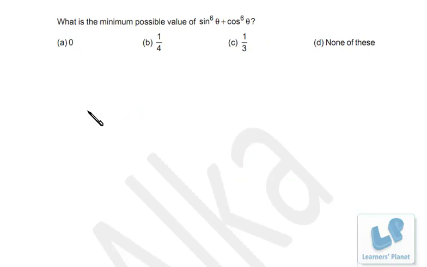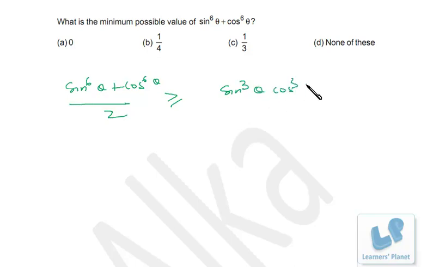Now we have to find out the minimum possible value of sin⁶θ + cos⁶θ. Maybe there is more than one approach to solve this problem. I just take that the arithmetic mean is greater than or equal to the geometric mean. So (sin⁶θ + cos⁶θ)/2 will be greater than or equal to their geometric mean, that's the square root of sin⁶θ into cos⁶θ, right? If it comes out, it will be sin³θ into cos³θ, right?